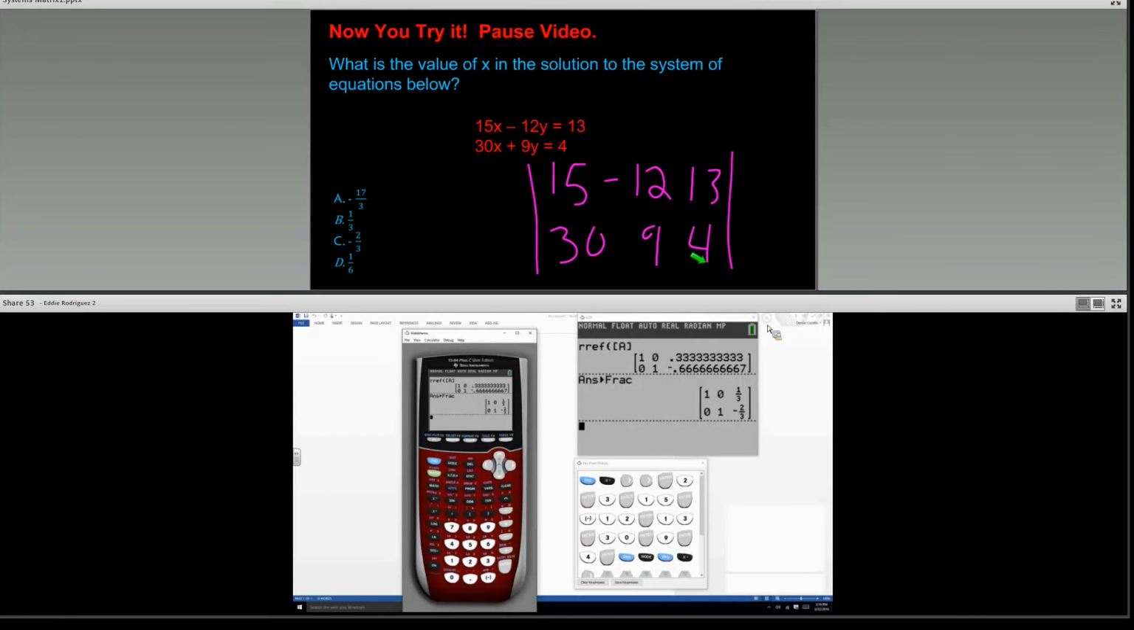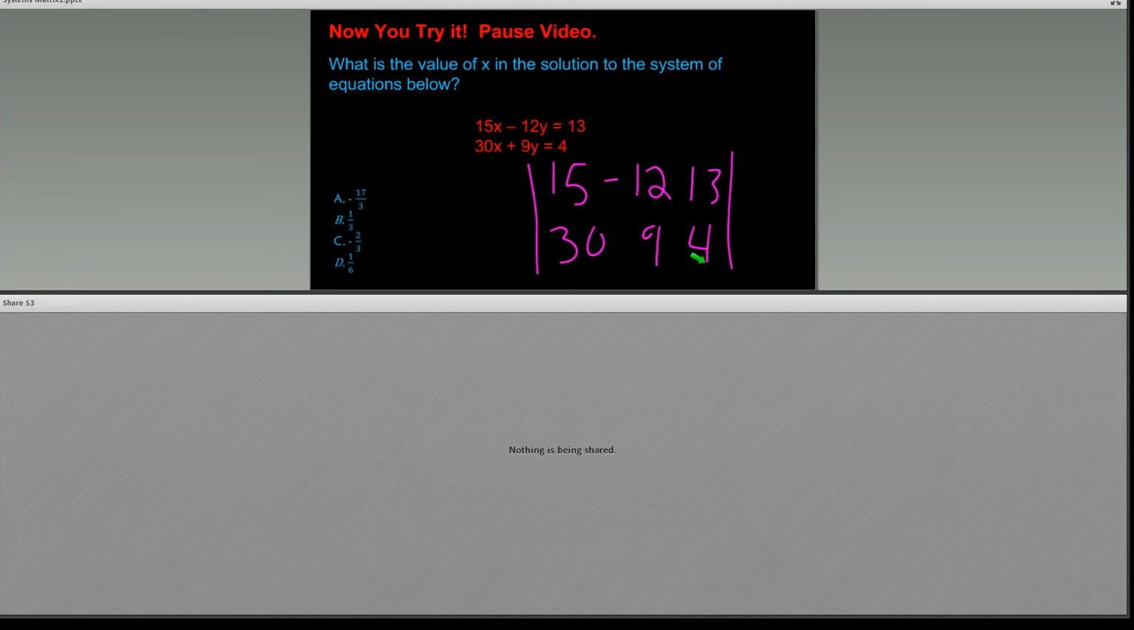So now let's go and check what the original question was, and check the answer choices. Okay, so it shows here that I was looking for the X in my solution. So my X in my solution was 1/3. So my answer choice would have to be B.